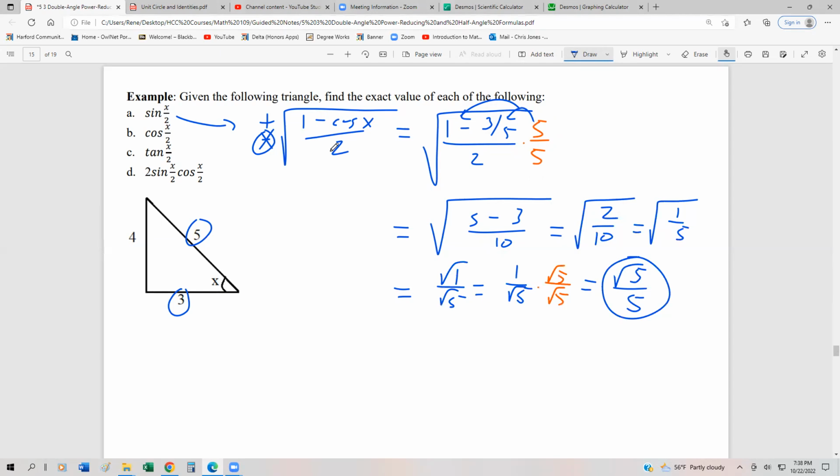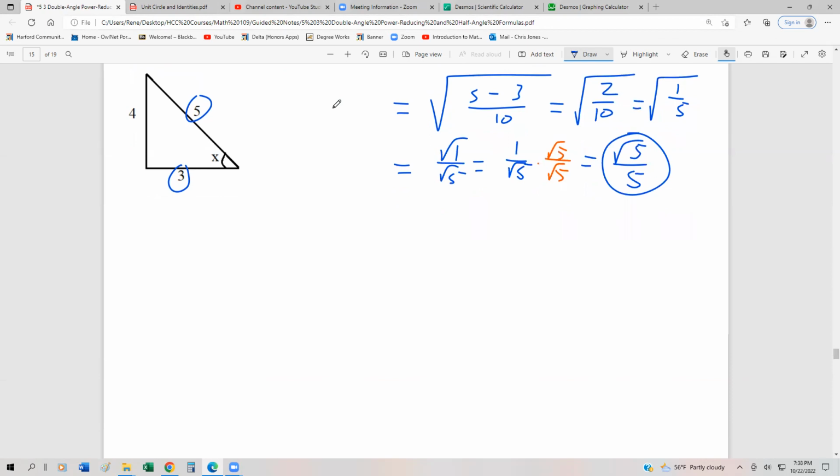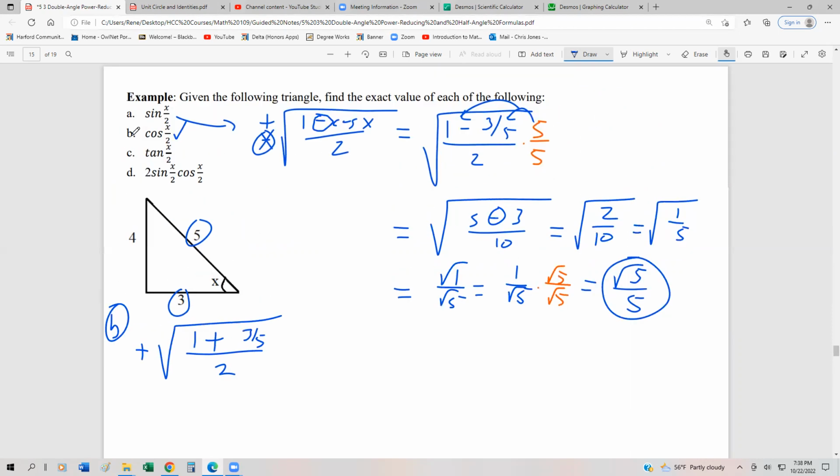Okay. We're going to do the exact same thing with the cosine, except we're going to change this to a plus now. So that's going to be positive root of 1 plus 3/5, divided by 2. Remember, the only difference is we're just changing the sign there. This is for part B, by the way. And again, we're just using the cosine formula, which is a positive. We can multiply by 5 over 5 and distribute.